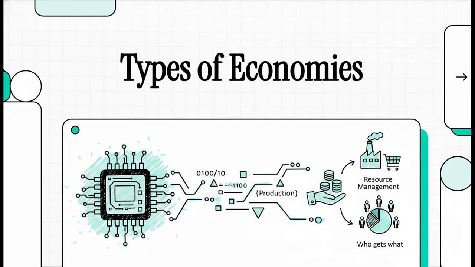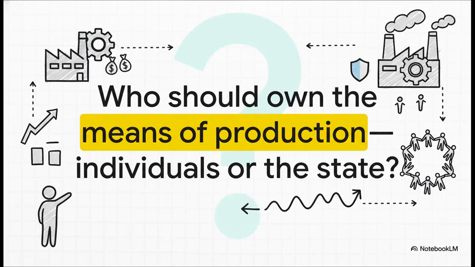It's kind of helpful to think of a country's economy as its operating system. Seriously. It's the base code that dictates how everything runs, how resources get managed, what stuff gets made, and who ends up with it. So let's take a look under the hood at the different operating systems that are running the world.